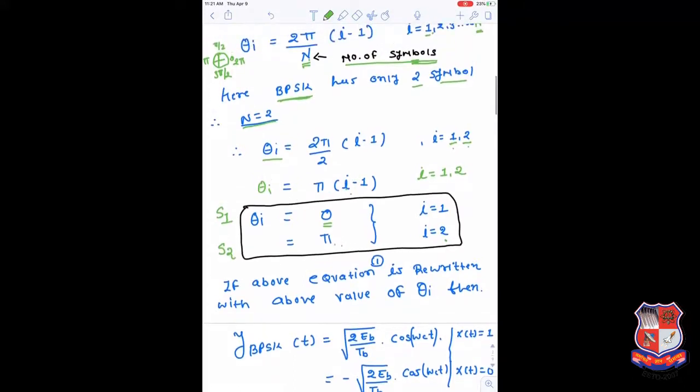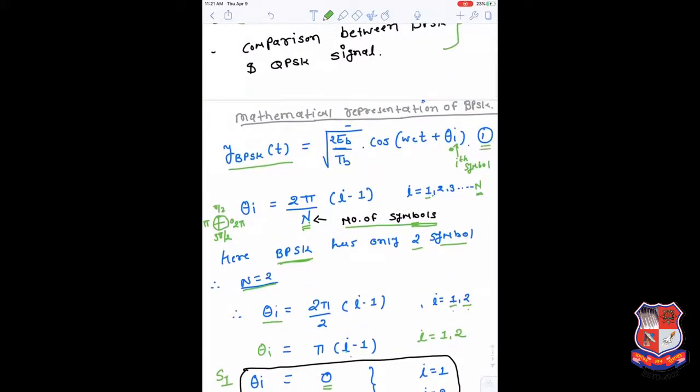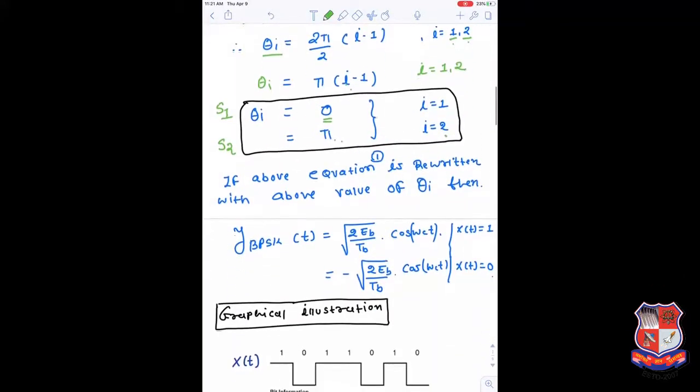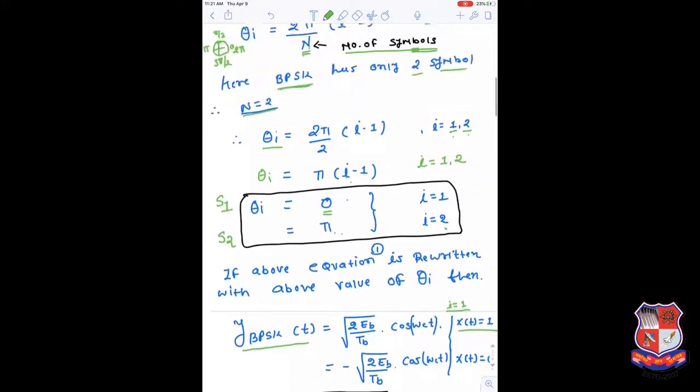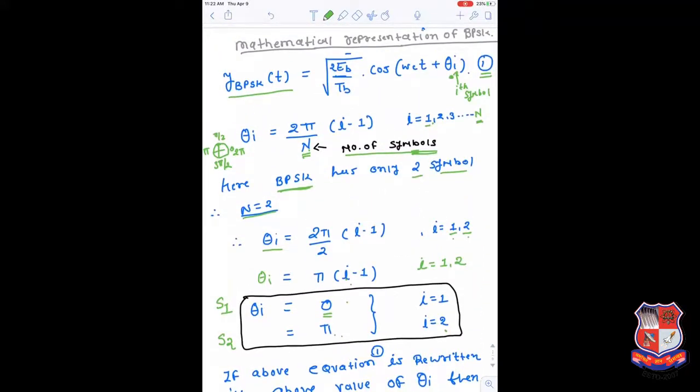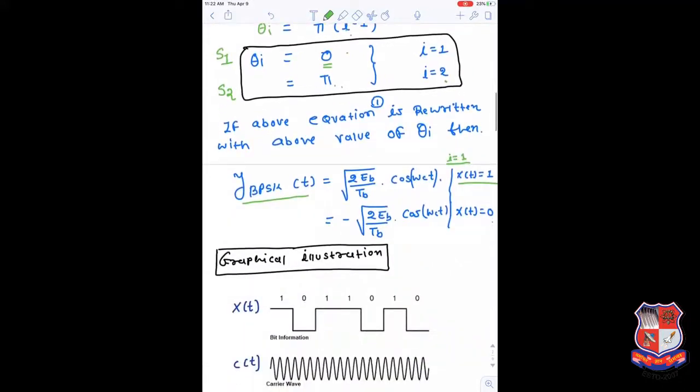So if you place this value theta I in equation number 1, the earlier equation can be modified as y BPSK of t is equal to square root of 2 EB by TB into cos omega ct plus theta I, where I is equal to 1 here, which corresponds with the input x of t equal to 1. So theta I is equal to 0 in this case, and if you put that in equation number 1, that would be 0. So we have the equation square root of 2 EB by TB cos omega ct only. So that is written over here.